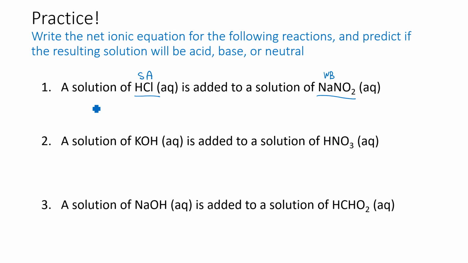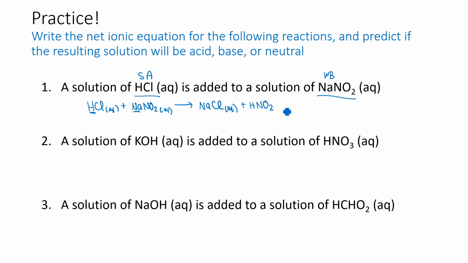So we're going to put together our HCl aqueous and our NaNO2 aqueous. Since there are two compounds, we can approach this like a double displacement reaction, actually. So we can have the sodium and the hydrogen switch places. Now the sodium is with the chloride. We know all alkali metal compounds are soluble, so that's aq. And then the H is going to go with the NO2.